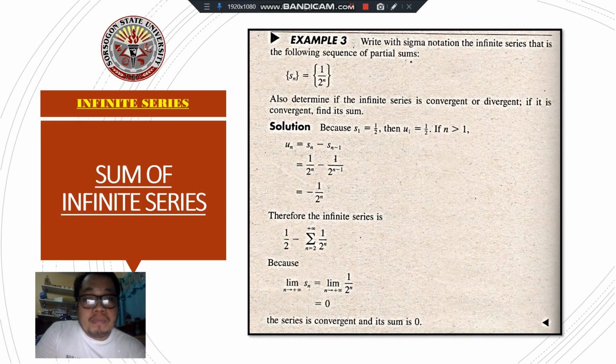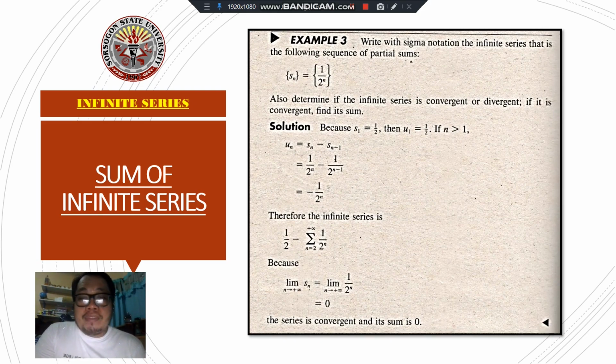So because S sub 1 is equal to 1 half, we just substitute n with 1, so that's the reason why S of 1 is equal to 1 half. Then u sub 1 is equal to 1 half. Now if n is greater than 1, then u sub n is equal to S sub n minus S sub n minus 1. This is from the generalization that we have formulated a while ago, that S sub n is equal to S sub n minus 1 plus u sub n.